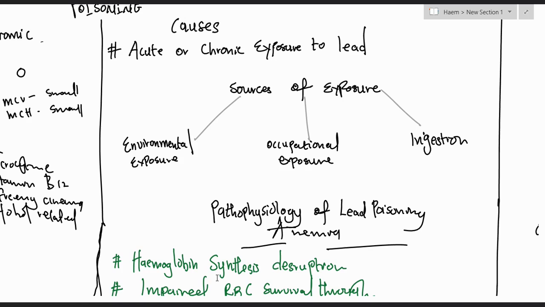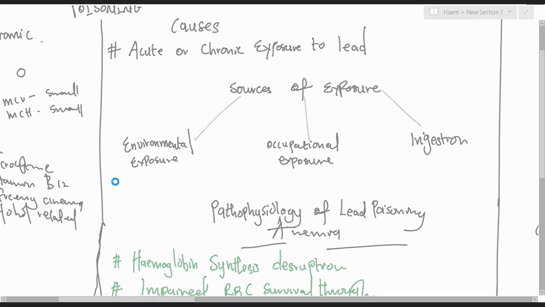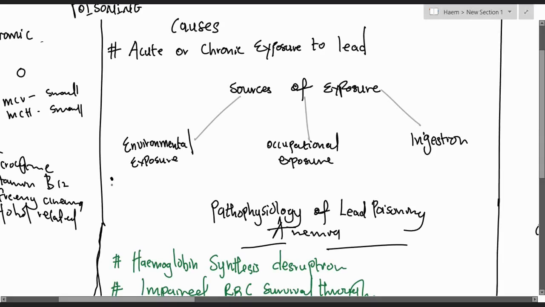So in the environmental sources, we have most of the lead compounds in our environment. We have some in the soil, so contaminated soil and water. Then we have lead based paints. So through interaction with lead based paints, you can also be exposed to lead poisoning.